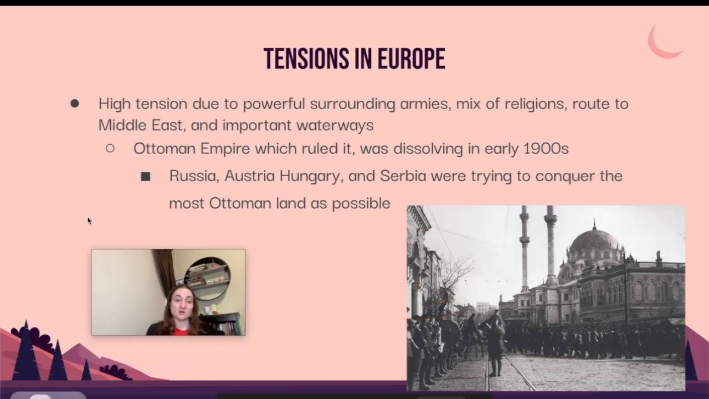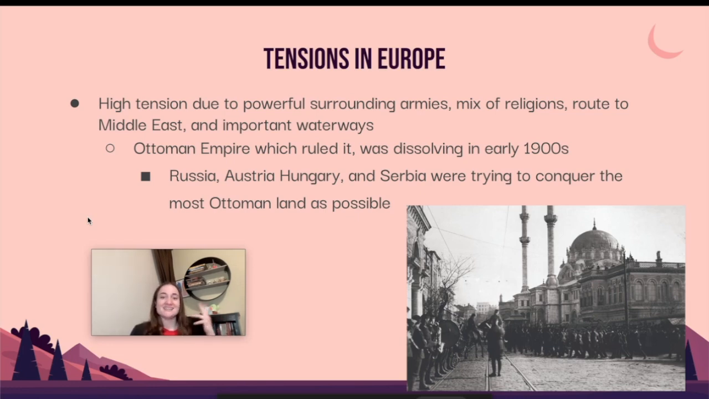All right, so talking a little bit more about tensions. There's high tensions due to the powerful surrounding armies around the Balkans. So again, Austria-Hungary and Russia. There's also a mix of religions. It's an important route to the Middle East. There's important waterways. The Ottoman Empire by the early 1900s was starting to dissolve. Okay, it was starting to fall.